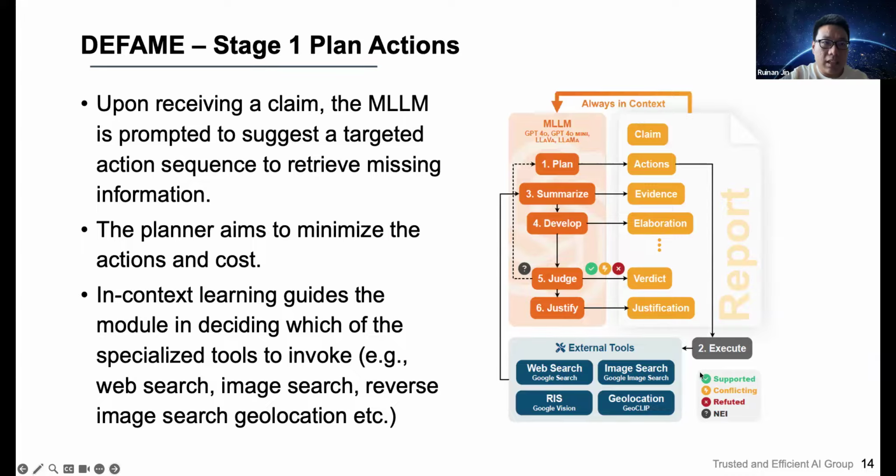And the framework contains six stages. Here I will go over them one by one. First is stage one, planning actions, which is initialized by the multimodal large language model. Upon receiving a claim, the MLLM is prompted to suggest a target action sequence to retrieve the missing information. This planner aims to minimize the action cost. They implement this using in-context learning, which guides the model in deciding which of the specialized tools to invoke, like those four tools we saw before.